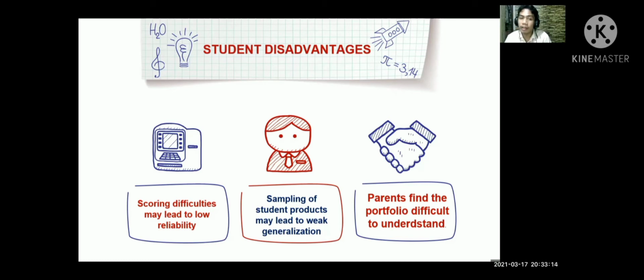So, the next disadvantage is parents find the portfolio difficult to understand. Dito naman yung mga magulang, hindi nila masyadong maintindihan yung portfolio. Minsan kasi may mga pinapagawang essay na hindi nila nasusundan. Kaya dapat andiyan ka para i-explain sa magulang yung assessment mo sa isang estudyante.